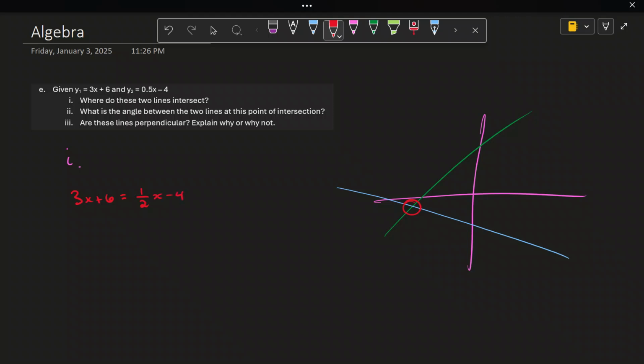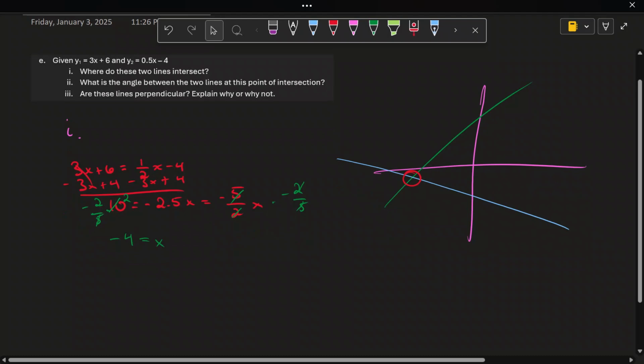So now you solve for x. You can add 4 and subtract 3. So we get 10 is equal to minus 2.5x, or negative 5 over 2x. So solving for x, multiply by negative 2/5 to both sides. We can see that 10 divided by 5 is 2, so now you get negative 4 is equal to x.